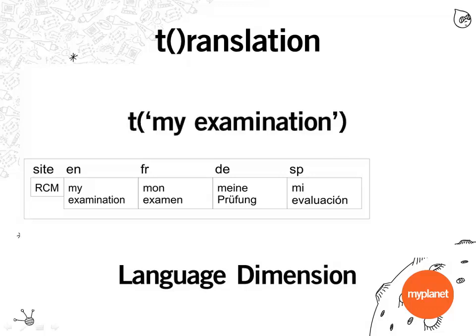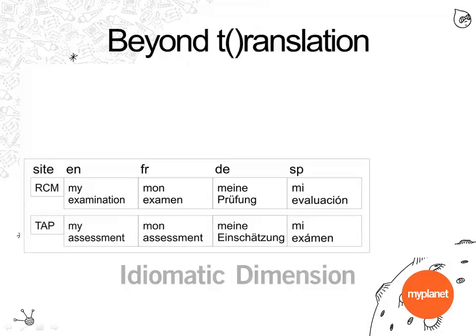So in terms of our exam registration system, that presents a bit of a problem. Here's the T function dimension. We have the original words, "my examination", and then we have a French equivalent. I'm not going to try and pronounce these, and a German one and a Spanish one. That's how it works right now with Drupal. That's the T function, basically, in terms of the space of the words.